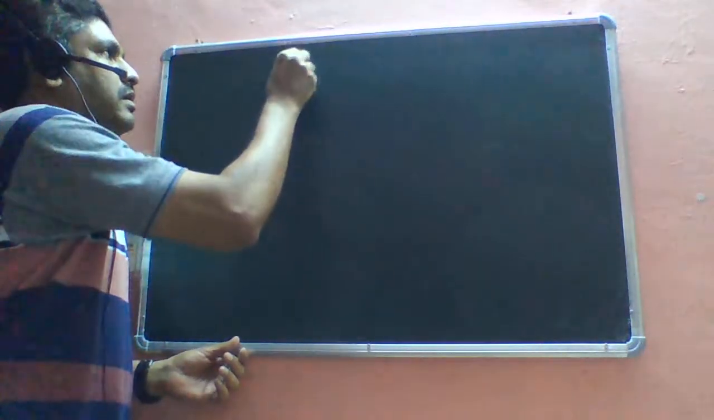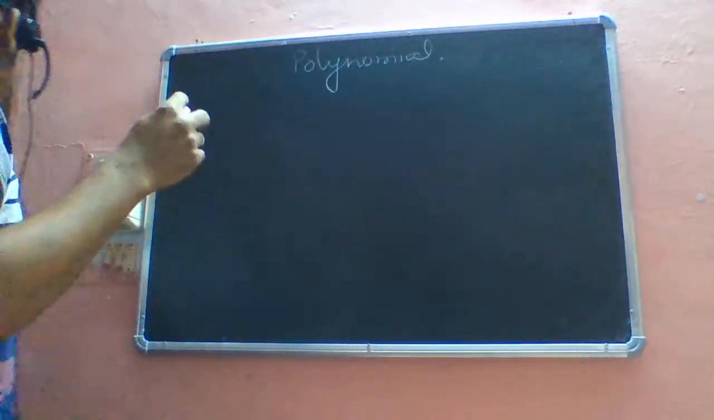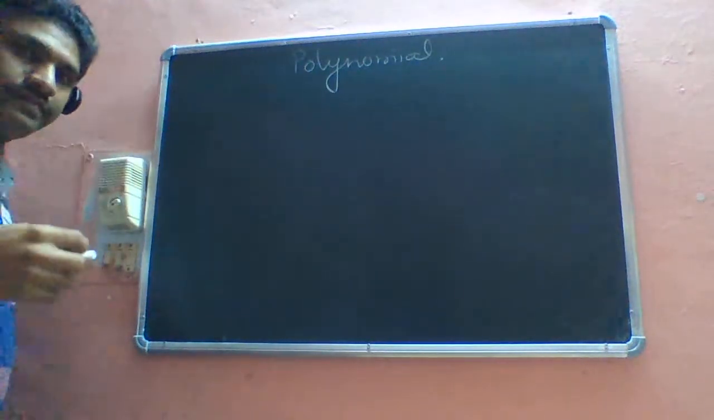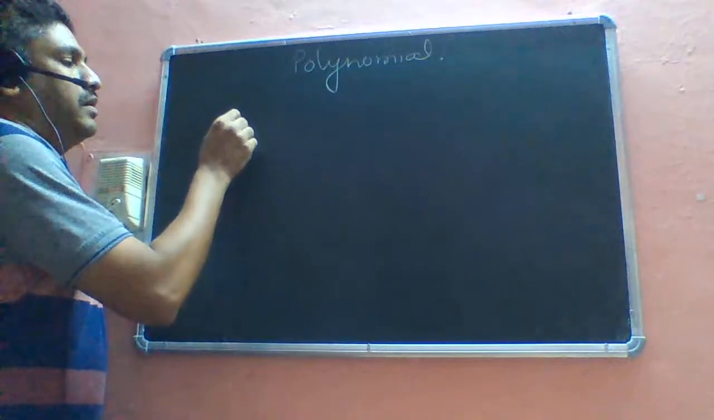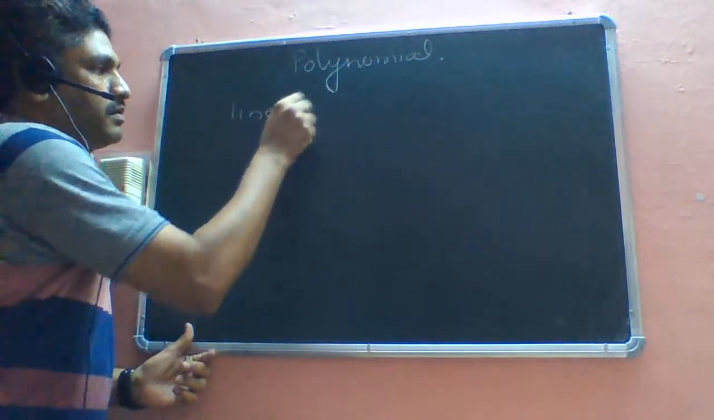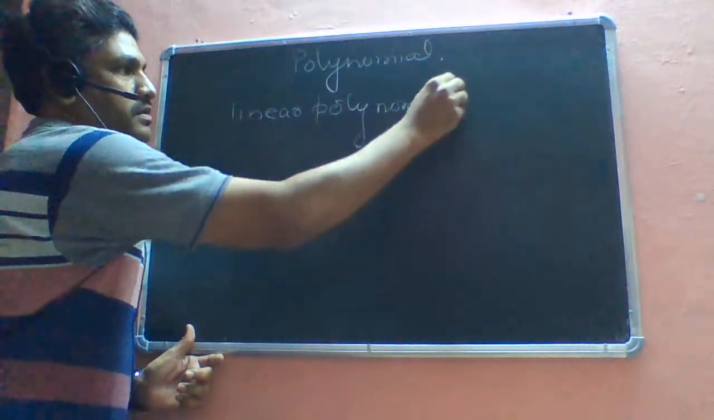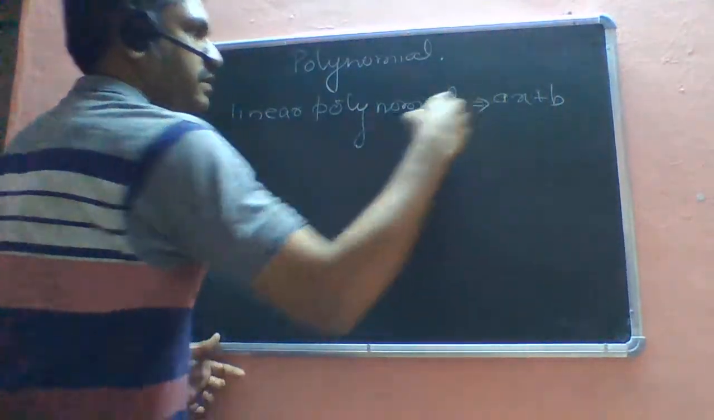Now I'd like to go for the second chapter, that is polynomial, and we are discussing the polynomial. All right. We know the types of polynomials, starting with the linear polynomial. This is the linear polynomial, and the standard form of linear polynomial is ax plus b. This is the standard form.